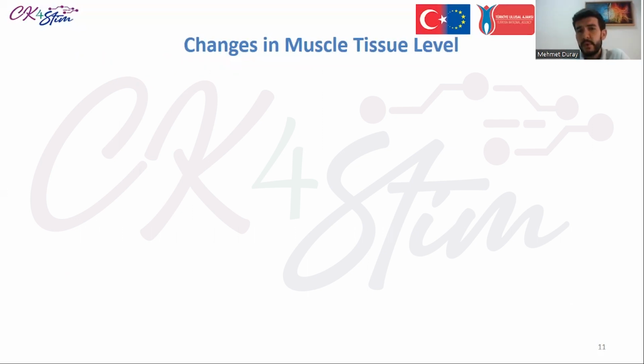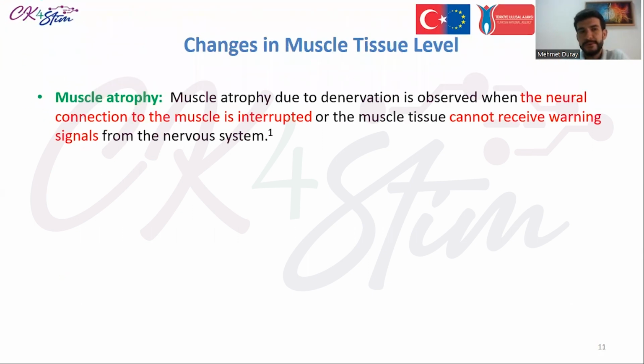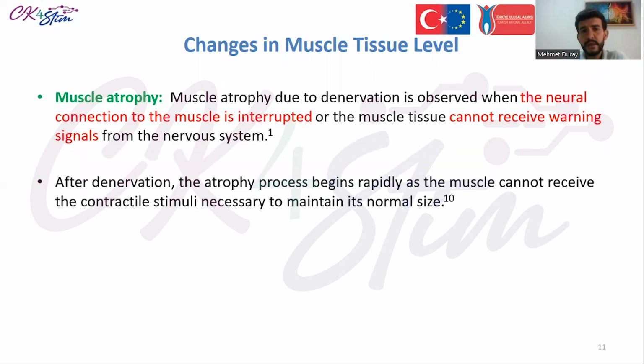In terms of change at the muscle tissue level, the major change is muscle atrophy. Muscle atrophy is related to the loss or interrupted connection between the central or peripheral nervous system and muscle. After denervation, the atrophy process begins very rapidly because muscle size is dependent on the signals from the peripheral or central nervous system.